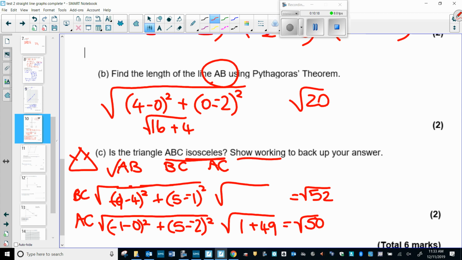What is going on here? I have -1 minus 4 squared plus 5 minus 0 squared. This was the wrong way round, the y in the x. So we've got 5 squared plus 5 squared, so this should be root 50.